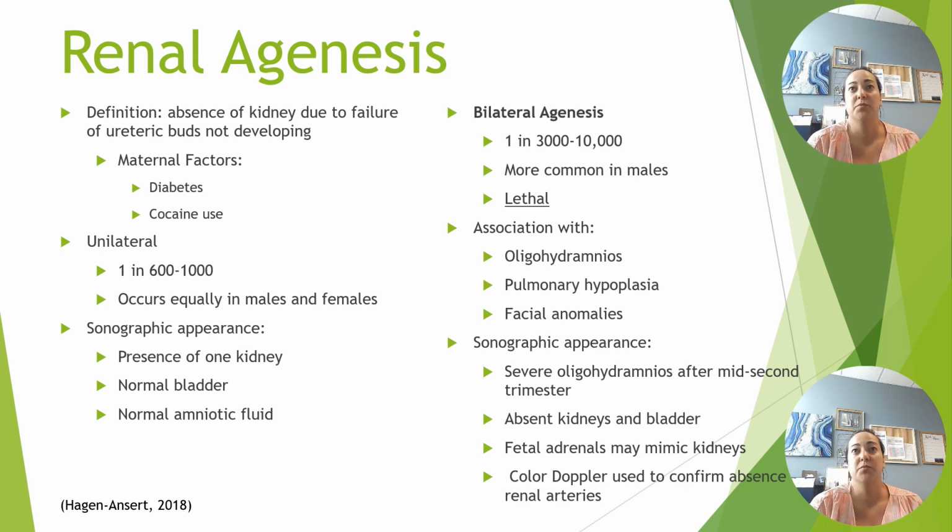So on ultrasound, you may have normal fluid in that first trimester, but then into the second trimester, when the kidneys start to take over fluid production, we see oligohydramnios or anhydramnios if there is no measurable fluid. We would not see kidneys, nor would we see a bladder because there is no urine production, and that's due to the kidneys not forming. We do see adrenal glands, which can mimic the appearance of kidneys, so we'll talk about what that looks like. So you don't want to mistake an adrenal gland for a functioning kidney, and we use color Doppler to demonstrate that.